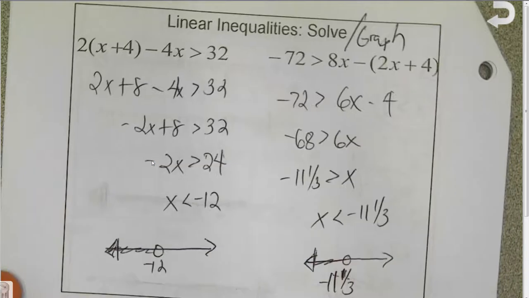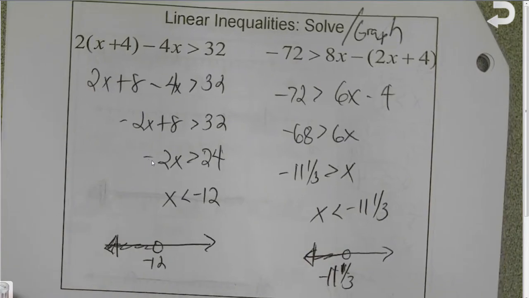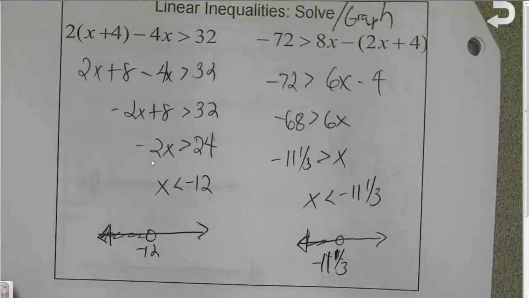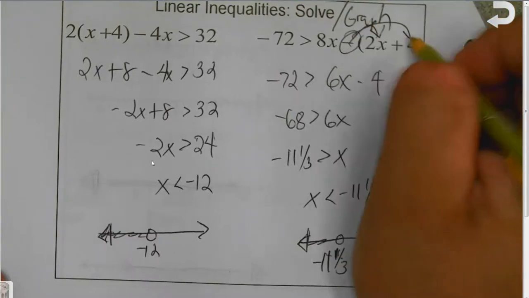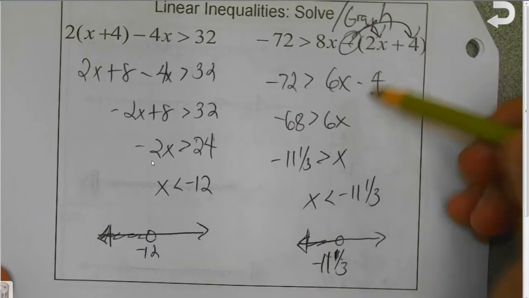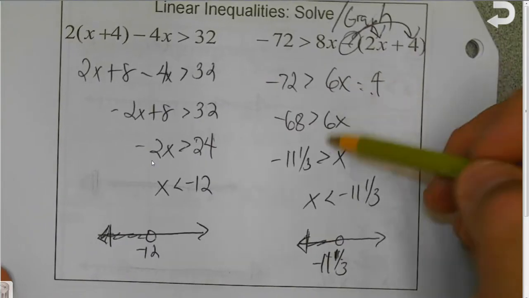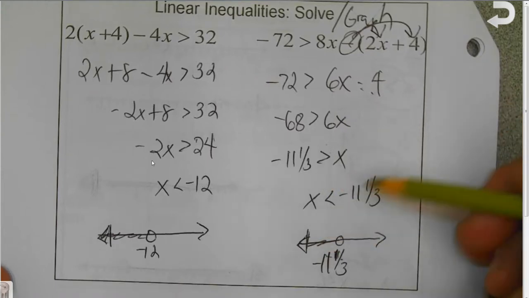Okay, so I asked you to pause the video and answer these 3 questions, so hopefully you've done that. Alright. For the first one, I divided by -2, so that made me have to flip the sign. X is less than -12. For the second one, I did not have to flip the sign. I just had to make sure that I distributed this negative to give myself a -4 here. If you had made one mistake, I'm assuming that's where it would be. And so then x is less than -11 and 1/3.